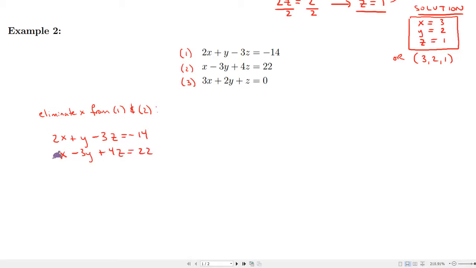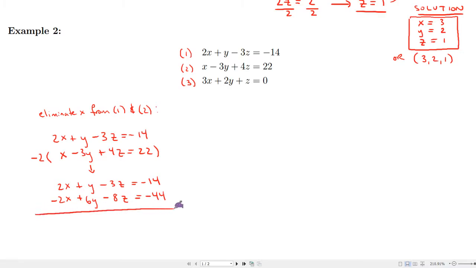If we wanted to eliminate x, what we could do is we can make a coefficient of negative 2 in front of the x, and then we can add them. So what I'm going to do is we're going to multiply this whole equation, the second equation here, by negative 2. Okay, so if we do that, then what do we get? So we'll have 2x plus y minus 3z equals negative 14, and then this will become negative 2x, and then distributing the negative 2 to all of these things, we'll have plus 6y, and then we'll have negative 8z, and then we'll have negative 44.